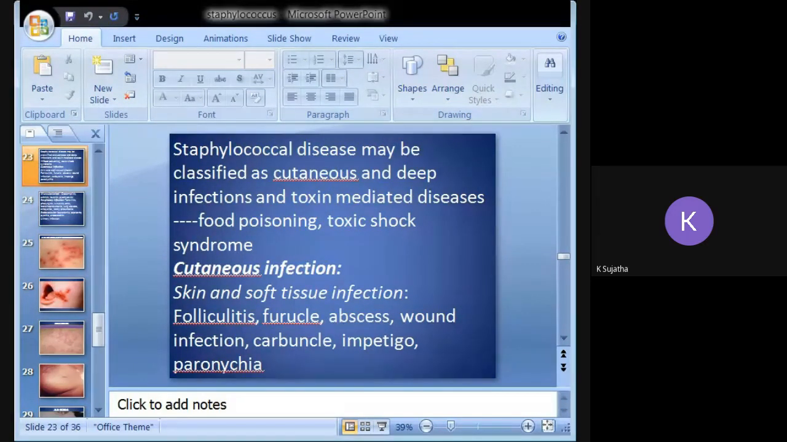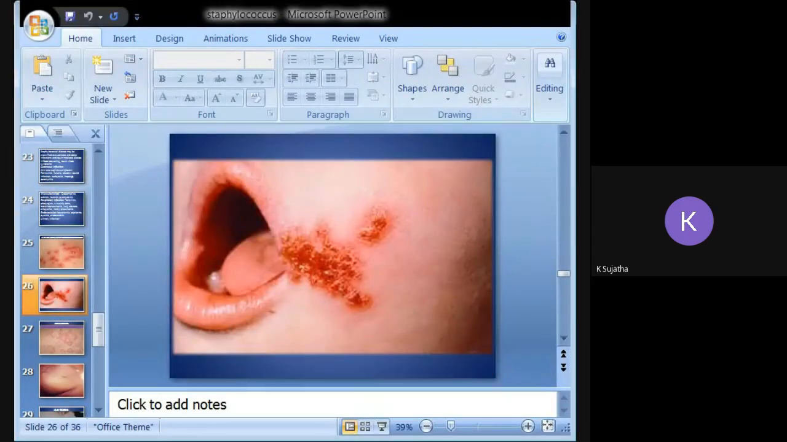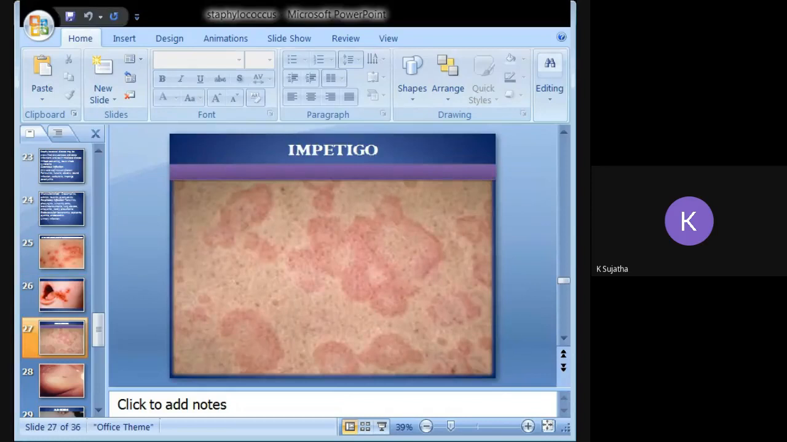Next infection, skin and soft tissue infections. This is the pustules. This is also a pus infection. Next, this is the impetigo. This is also one of the skin infections. This is mainly seen in young children more than other ages.